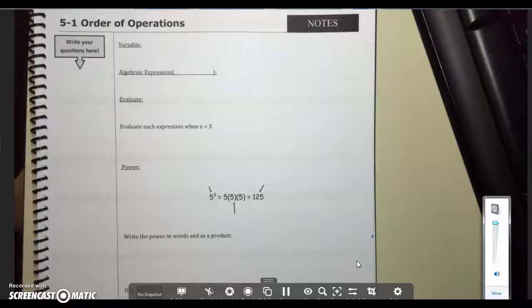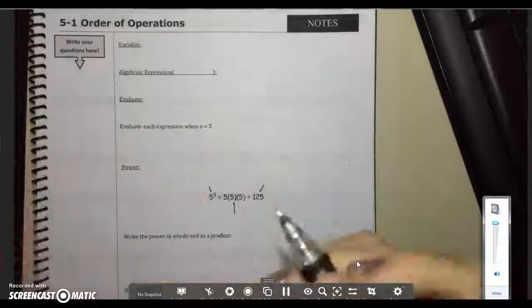Right, so we're into 5-1, which is order of operations. Really important part of algebra. If you are not calculating your numbers correctly, then anything past that point is going to be incorrect. So really important for us to get a handle on this and kind of know what we're talking about.